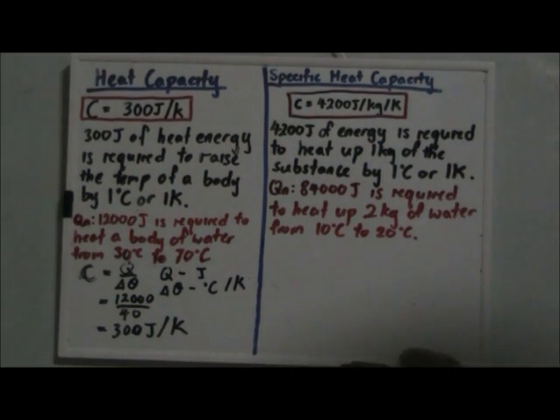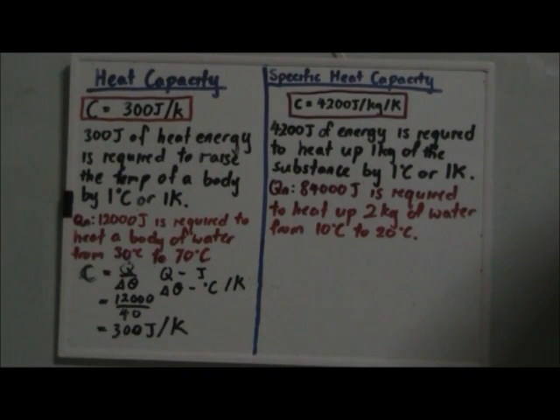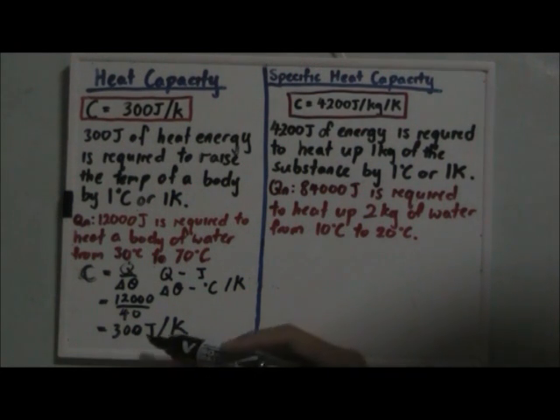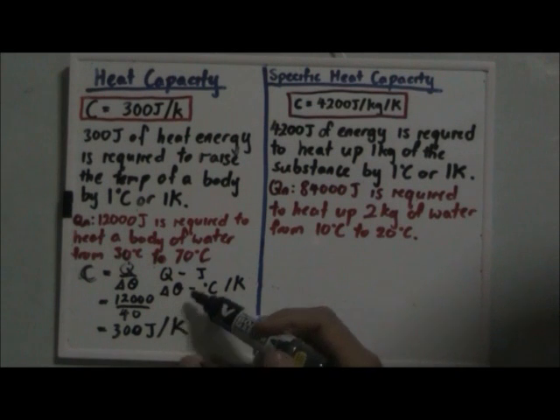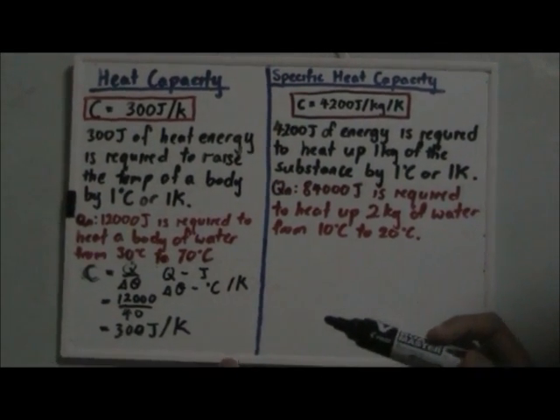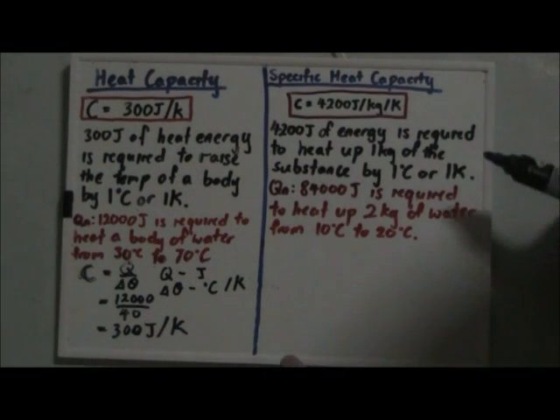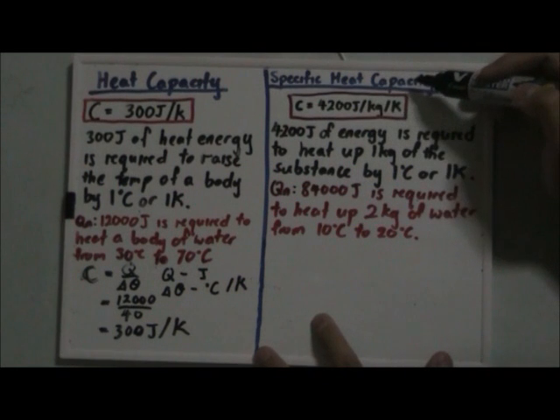Okay, the disadvantage of heat capacity is that it doesn't tell you what the mass of the substance involved is. So 300 joules is required to heat up that body of water by 1 Kelvin, but how much water is that, we do not know. That is why we have another term called the specific heat capacity.